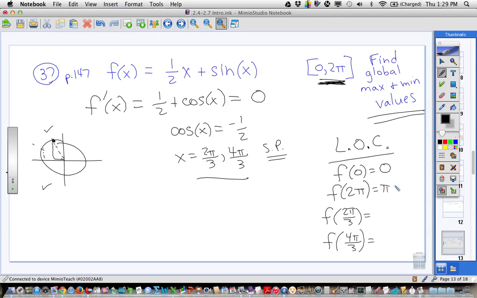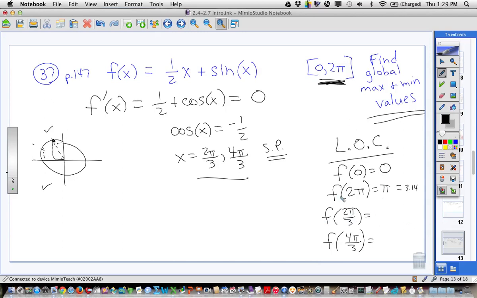Sine of 2 pi is 0. So pi, that's roughly 3.14. Right? Because we're going to compare. So we probably need to turn these into decimals a little bit so we can compare. We don't have to be real exact, usually.